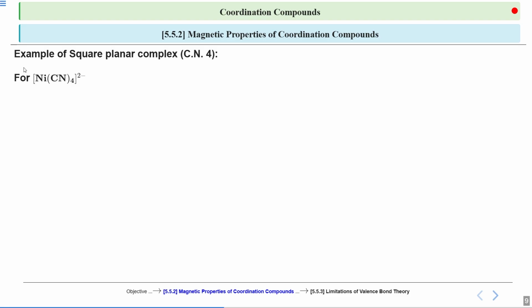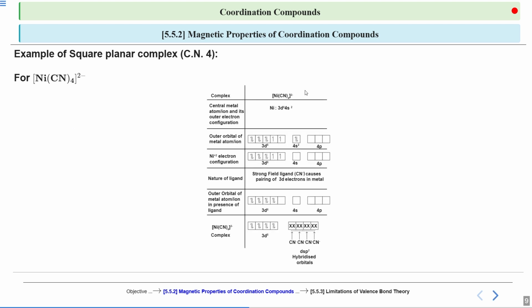Let's see the example of a square planar complex showing the coordination number 4. That means 4 ligands are going to be present in it. Let's see the first example, [Ni(CN)4]2-. Here the central metal atom or ion is nickel, with the outer electronic configuration 3d8 4s2.